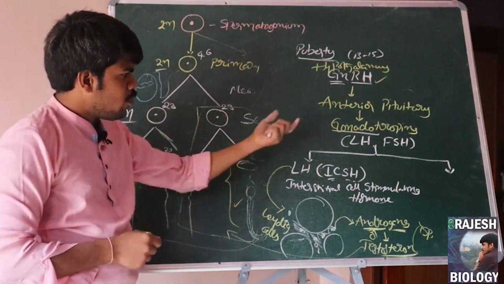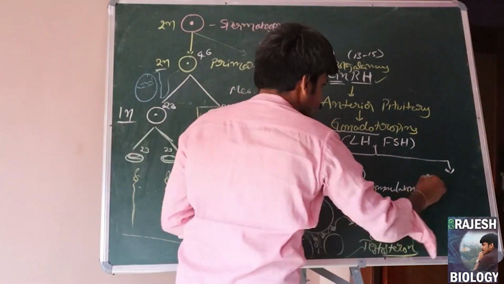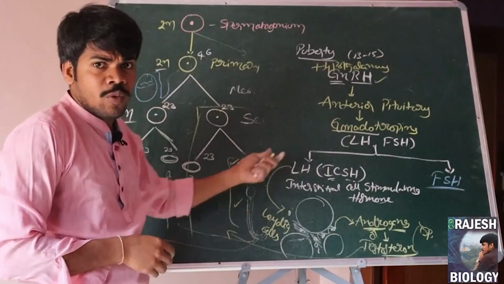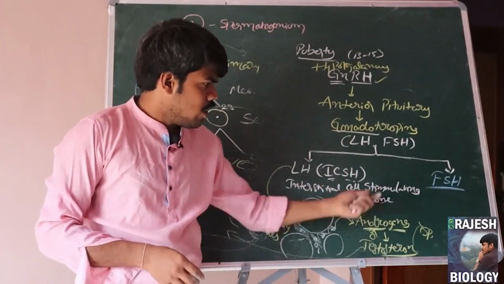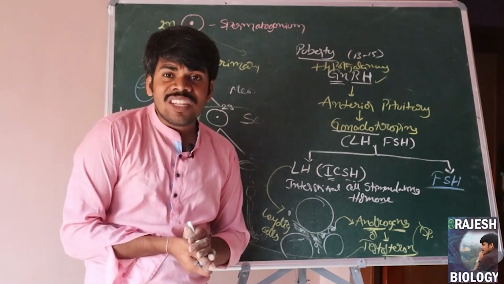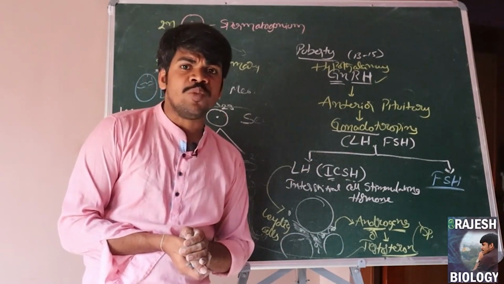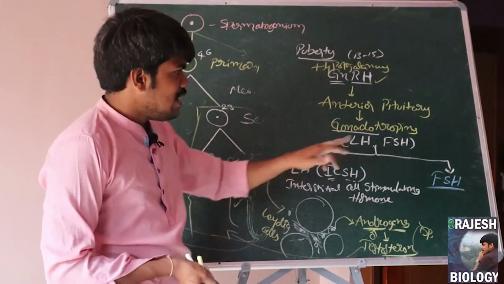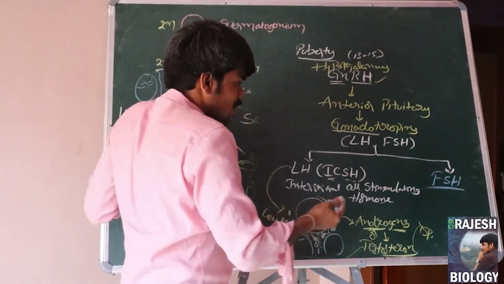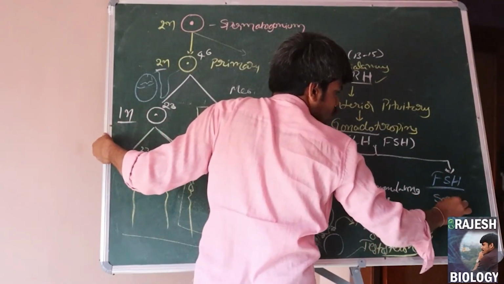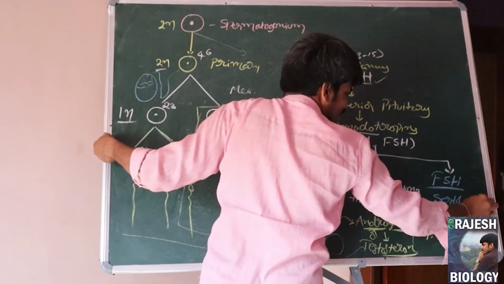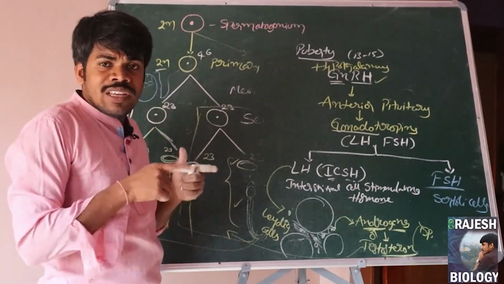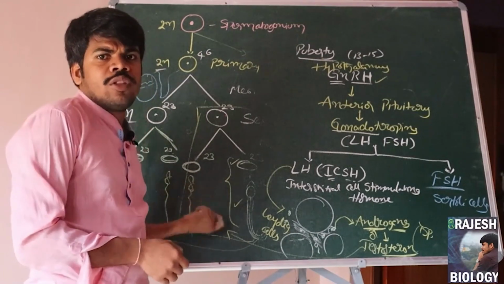Okay, then what about FSH? FSH feels very sad because we are not going to discuss it. Now FSH is happy. FSH means follicle stimulating hormone. It is going to stimulate the Sertoli cells. What is the function of Sertoli cells? They secrete nourishment for the sperm cells.